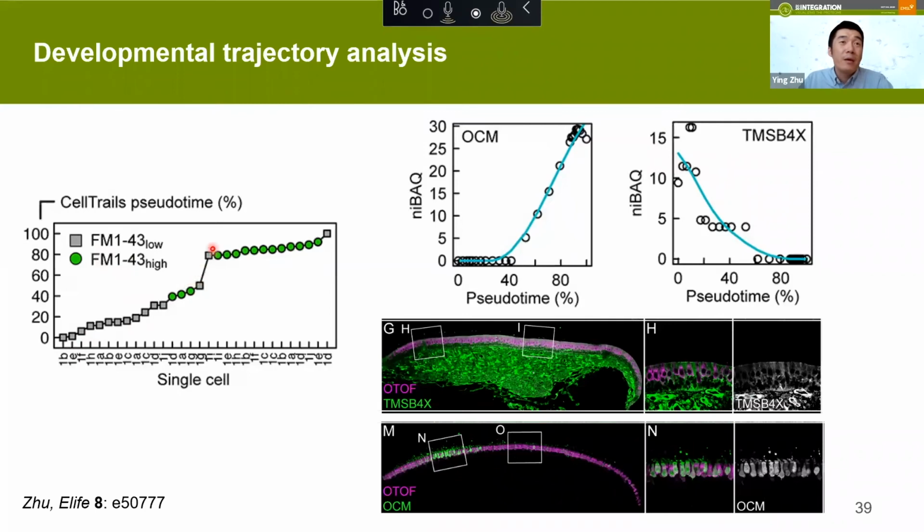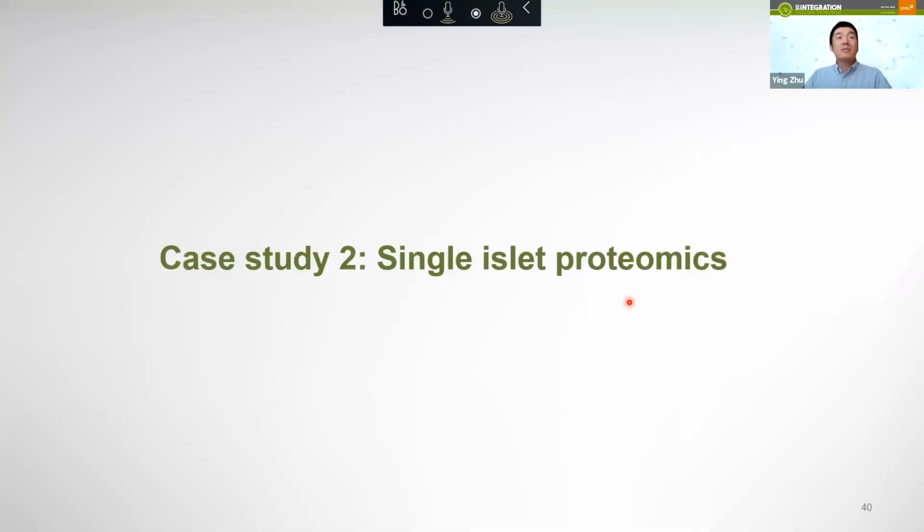We still see some cells that are hair cells but have no fluorescence, like the top one, and some cells that have high fluorescence but are supporting cells. Very interesting, we found that one protein is responsible for the actin release during hair cell development. So we also did some validation using immunohistochemistry staining. It also validates that our single cell proteomics platform is precise enough to discover protein markers. The second case study is not single cells, it is single islets.